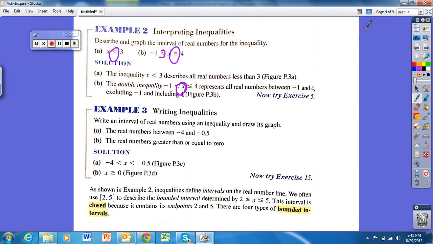That's how you would describe it. Now to graph this, well, I guess we'll get to that in a minute. We haven't talked about interval notation yet.